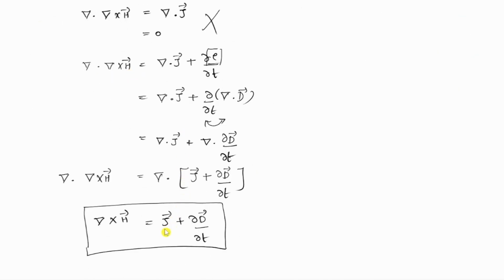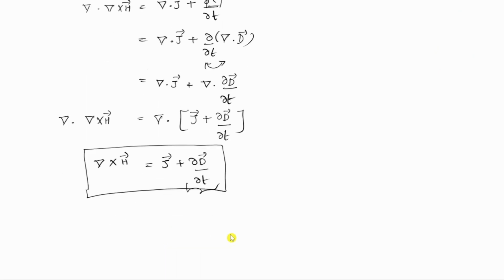So Maxwell modified Ampere's law and he found this equation, that is del cross H is equal to J plus a new term, plus dou D by dou T. Okay, so this equation is known as modified Ampere's law, or we can say Maxwell Ampere's law.